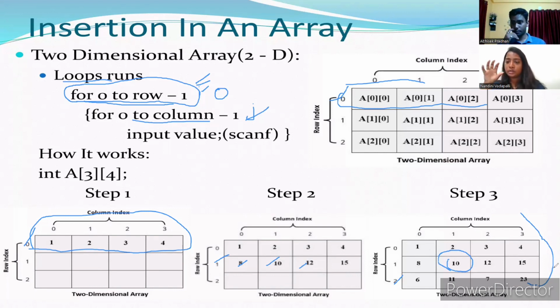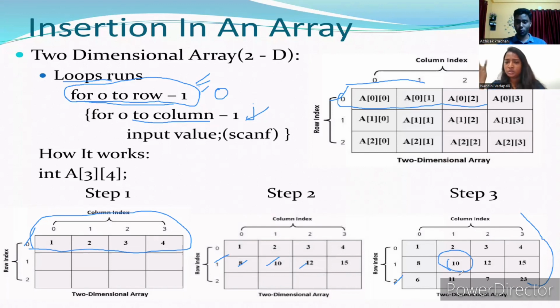Imagine that right now in step 3, whatever array is there is my array already. I want to insert a new value in A of 1, 1. Will that be possible? Yes, you can insert a new value, but the value which already exists, that is 10, will be erased.